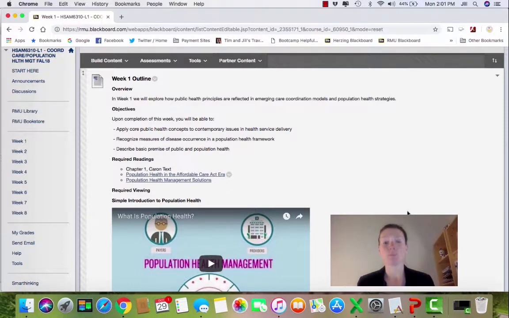Obviously, our industry was built on treating sick people, and public health obviously was built on a more broad spectrum. So how are we able to merge those two? And hopefully you got a feel for that.